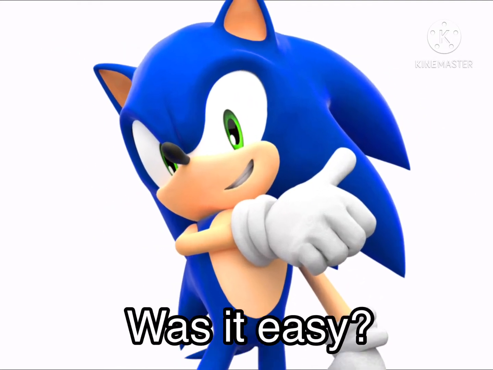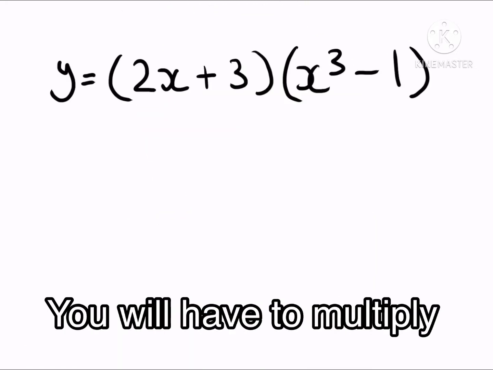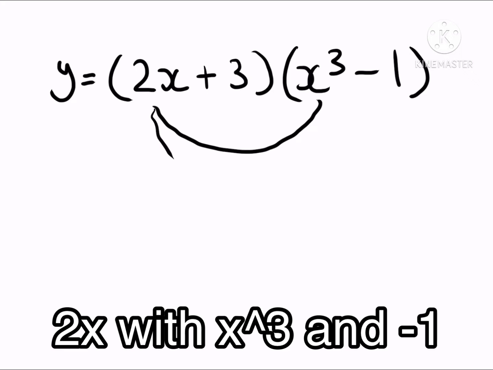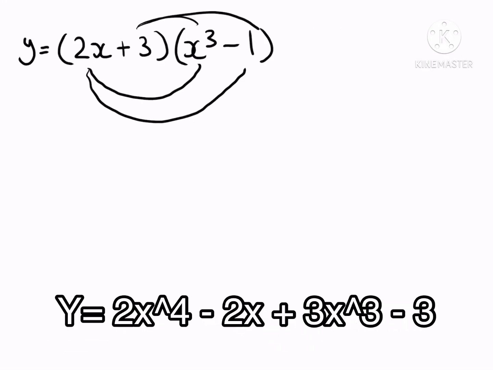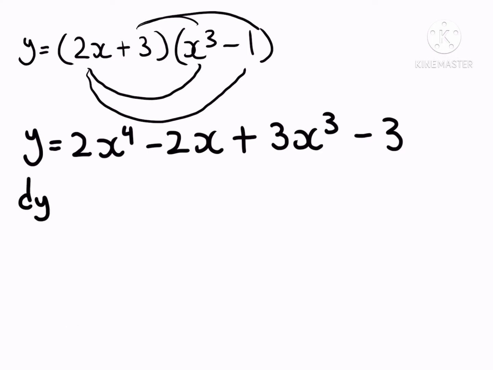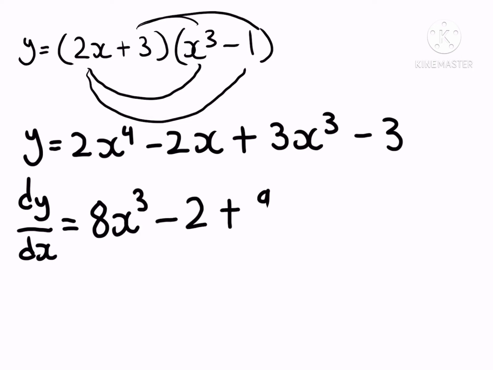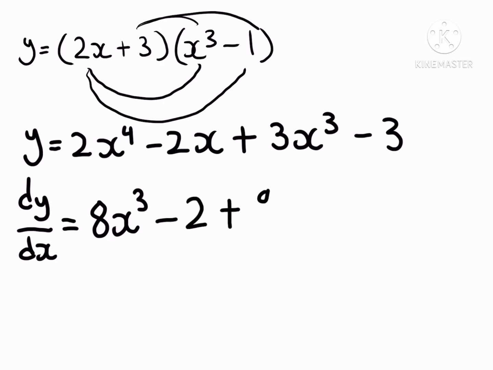So, how was it? Was it easy? I'm sure it was, but just in case I'm going to give you the explanation to this answer. You will have to multiply 2x with x to the power of 3 minus 1, then multiply 3 with x to the power of 3 minus 1. So then it will become y equals x to the power of 4 minus 2x plus 3x to the power of 3 minus 3. Then you differentiate 4 times x to the power of 4 minus 1, and you get 8x to the power of 3. After that, minus 2x times 1 will become minus 2. Now 3 times 3 becomes 9x, and 3 minus 1 equals 2. So the answer should be dy over dx equals 8x to the power of 3 minus 2 plus 9x to the power of 2.